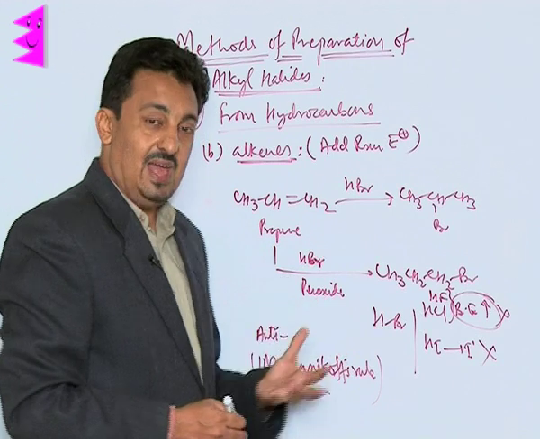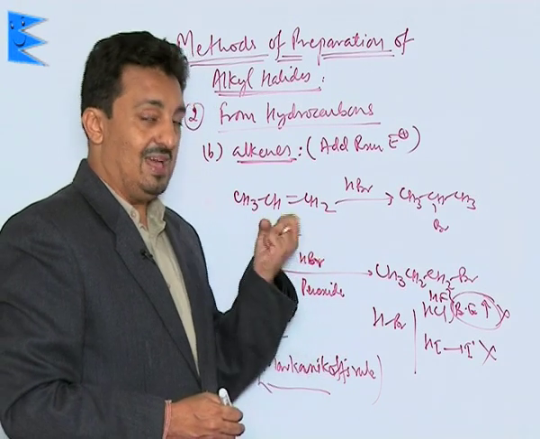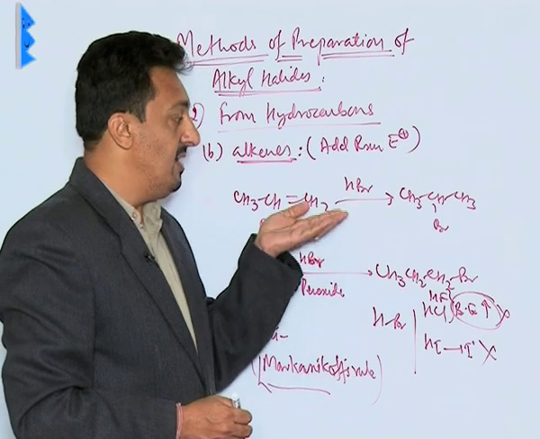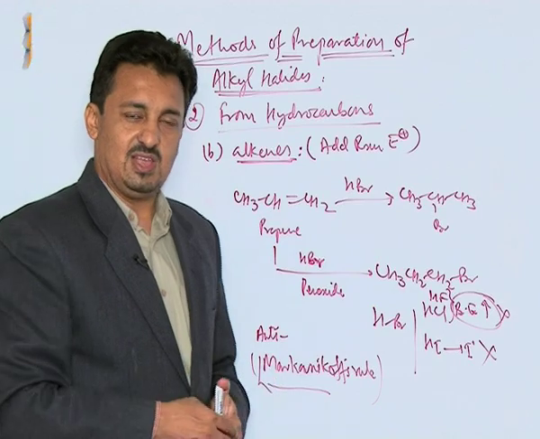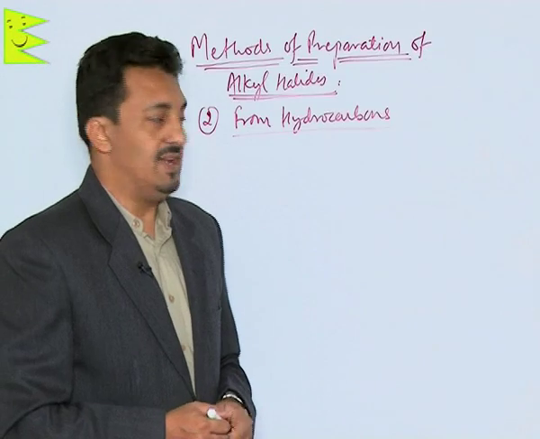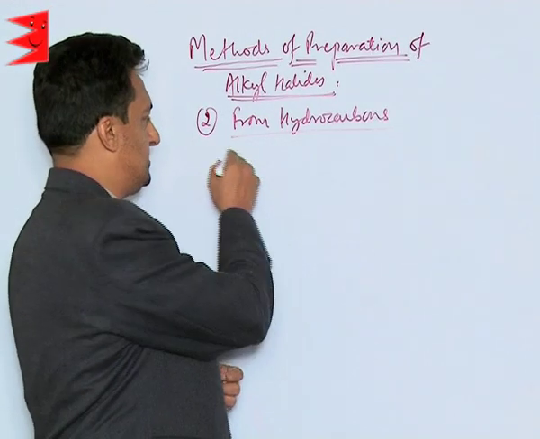So this is how we can prepare alkyl halides from alkenes by the addition of either the halogen acids or directly the halogens, which shows electrophilic addition reactions. Let us see the preparation of aryl halides from hydrocarbons.